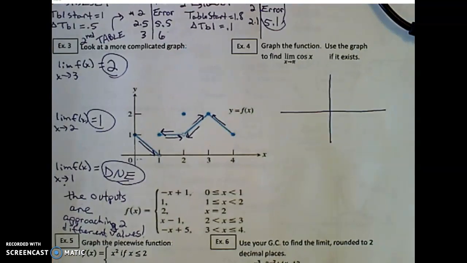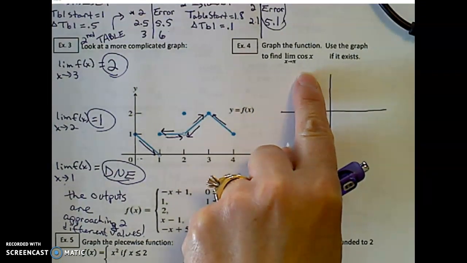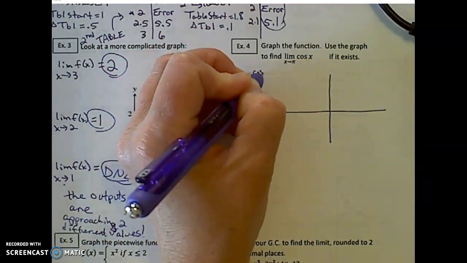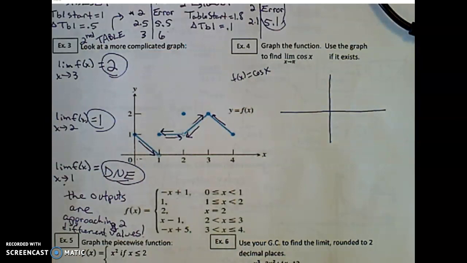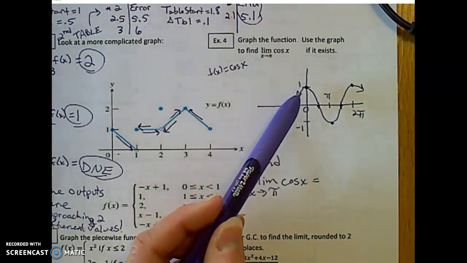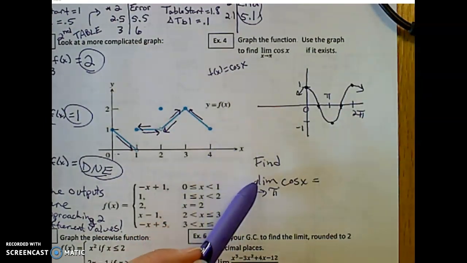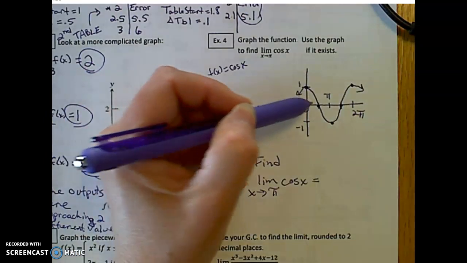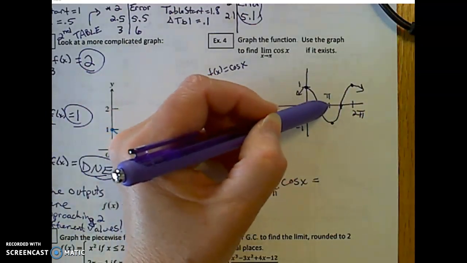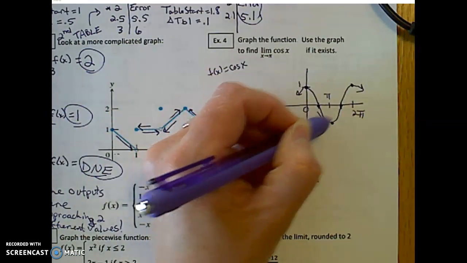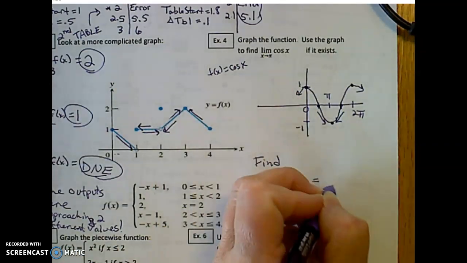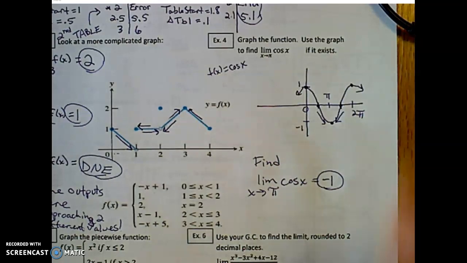Can you take a moment, if you would, and graph that function? My function is f of x equals cosine of x. Take a minute and pause and graph that. Okay, here's my cosine graph, and I want to evaluate the limit as x values approach pi of cosine of x. As x values get closer and closer to pi, my function values, my outputs, are approaching -1. And that's the value of that limit.